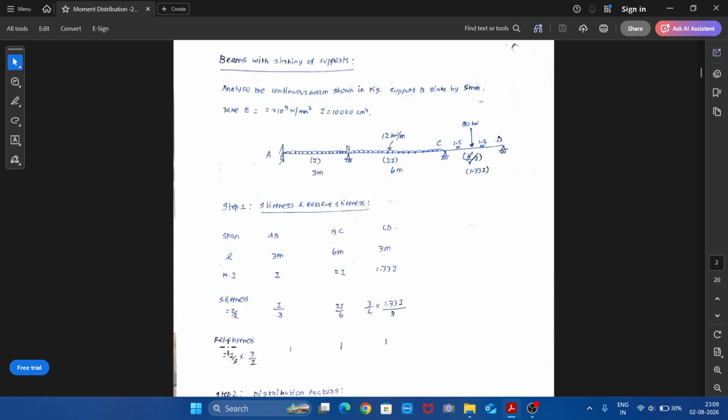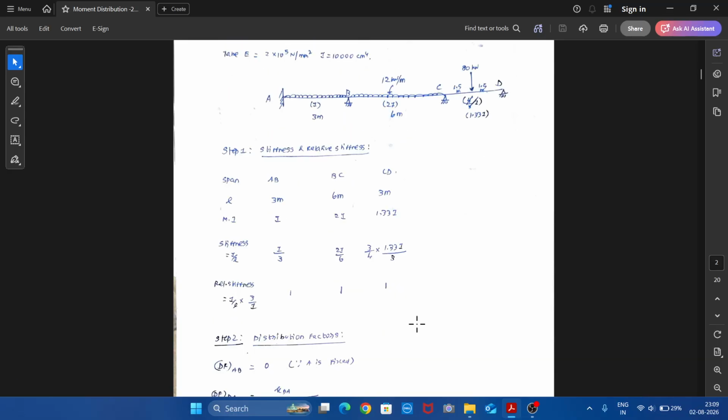So here to find the relative stiffness, we are multiplying by 3 and dividing by I throughout. If you multiply by 3 and divide by I, you will get 1. Here 3 will get cancelled. 3 by 4 into 1.33, so this will be 1.